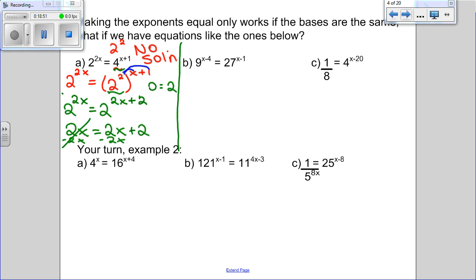All right. We're going to try on B to get like bases. To do that is hard sometimes. The number 9 is a perfect square number, correct? The number 9 should be broken down into 3 squared. I'm going to put it in brackets, and it's still going to be the x to the power of negative 4. 27 is not a perfect square, but it is a perfect cube.